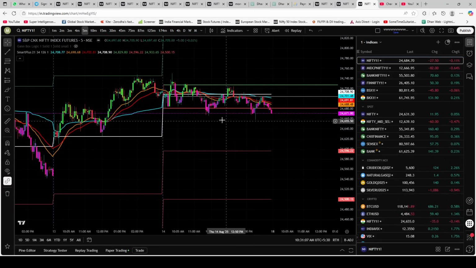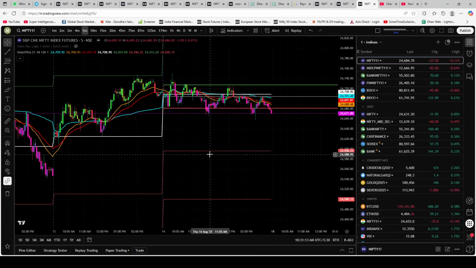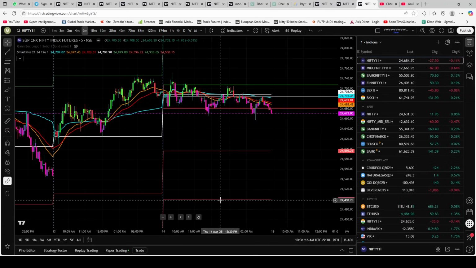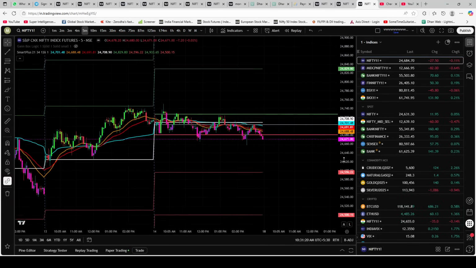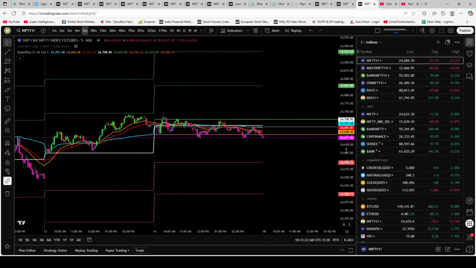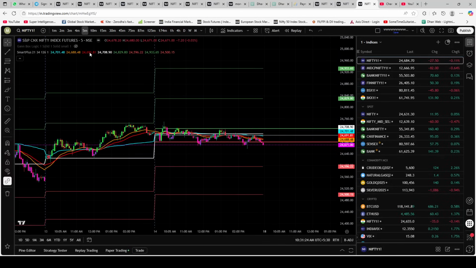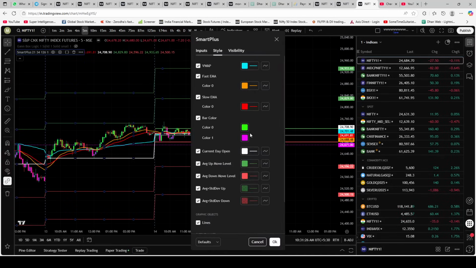If the day is ultra bearish, it will break this and head over here. And then if it's really too bearish and market is falling apart, then it will break this and come towards this one. All right. These are based on historic data of this chart for the last 126 days. Everything is there in this indicator.